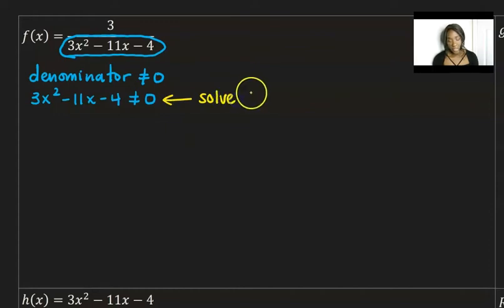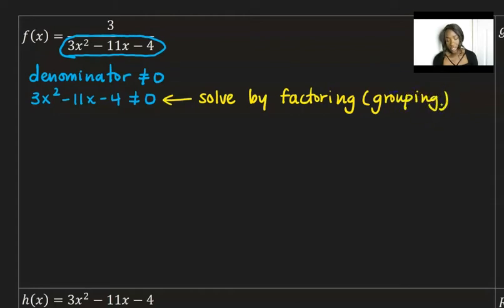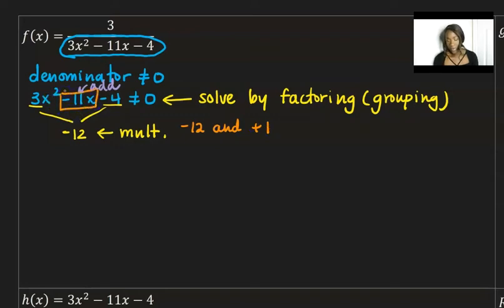Now we're going to solve this equation. This is a quadratic equation, and I'm going to solve it by factoring. You could also use the quadratic formula to solve this equation, but I'm going to choose to solve by factoring, and I'm also going to use grouping to solve it. So I'm going to group the 3 and the -4 to give me a -12. And now I'm looking for two numbers that multiply to -12 but add up to -11. And the two numbers that do that are -12 and +1.